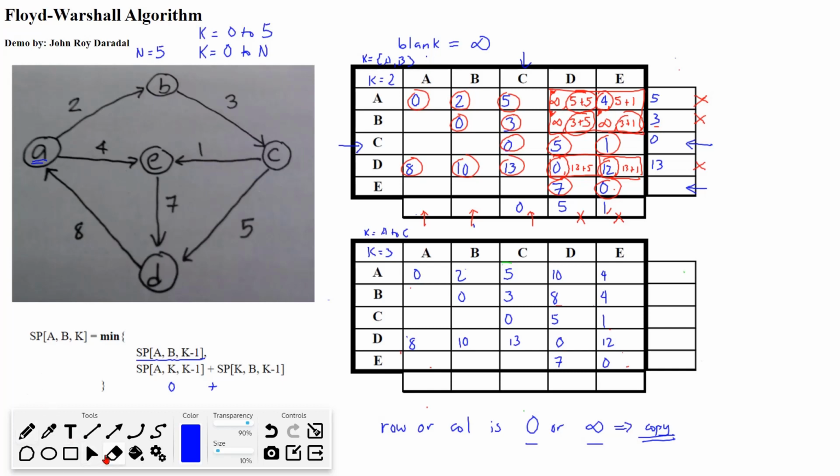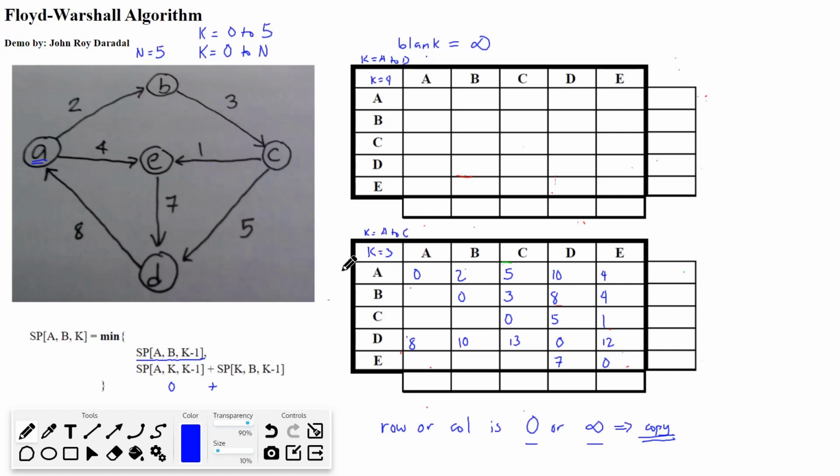Next, let's look at k is equal to 4. So let's remove everything here in the previous table, so we don't need this anymore. So for k is equal to 4, this means that we can use the nodes A to D as intermediate nodes this time.